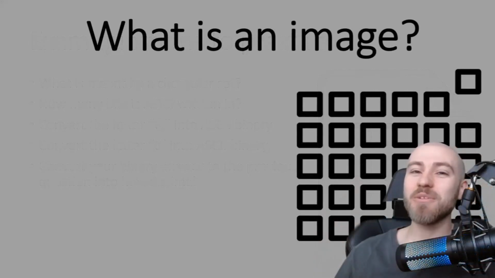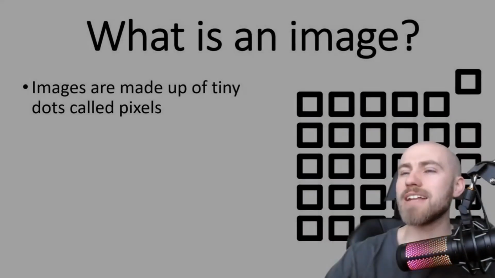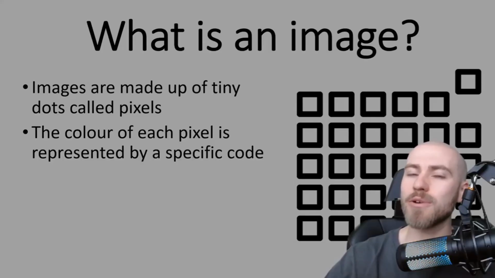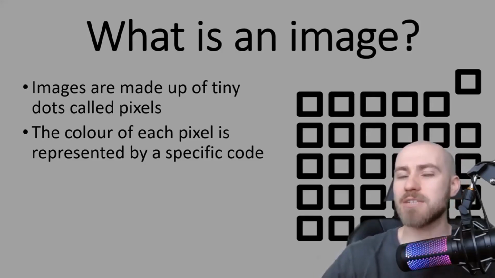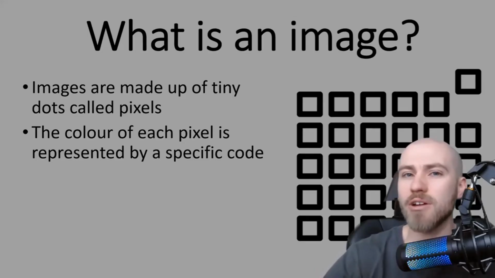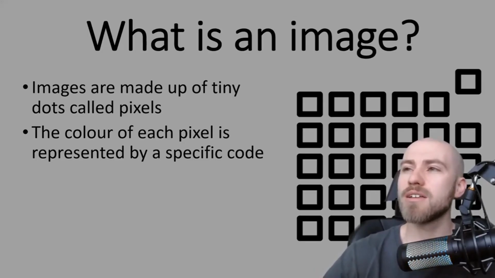In today's session, we are going to be looking at what is an image. So images are made up of tiny dots called pixels. There's thousands of dots in every single image. Every pixel is a different color. And to know what color to light up that pixel to actually create the image, it has to get a specific code, which is a binary code, so that it knows what color to become.